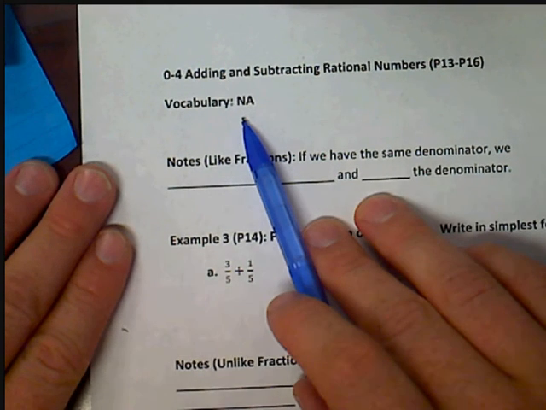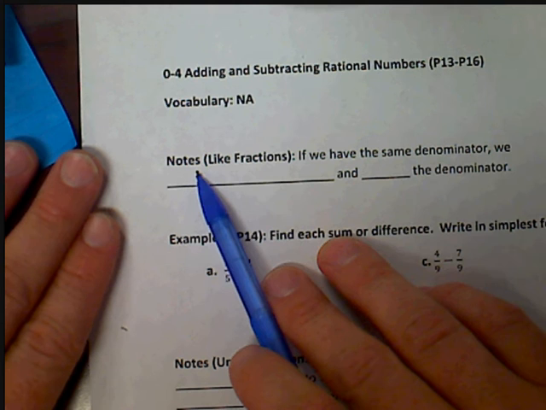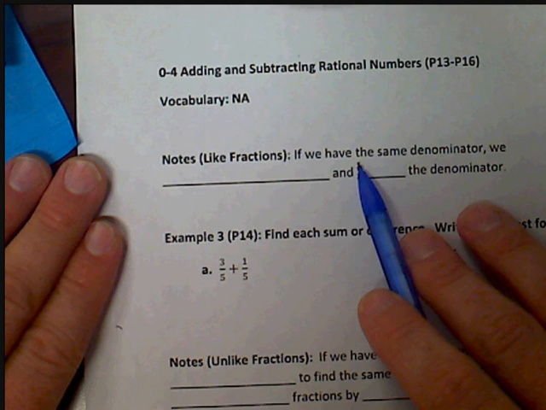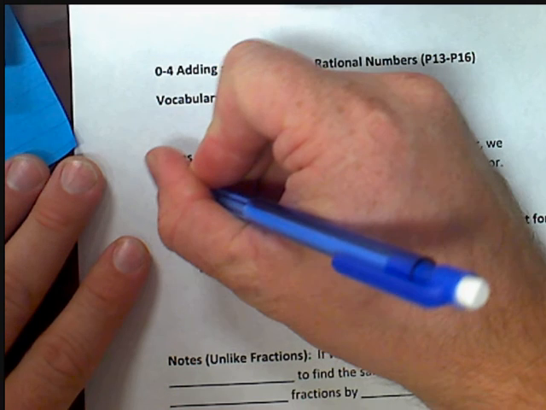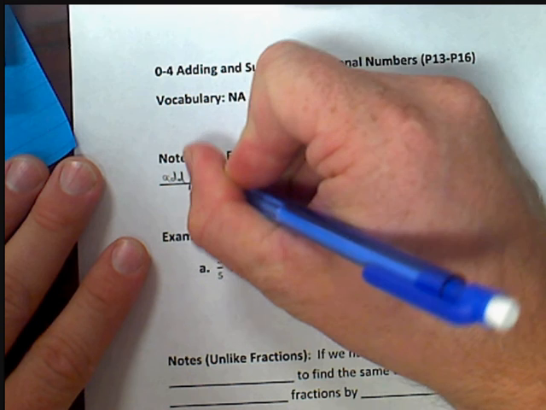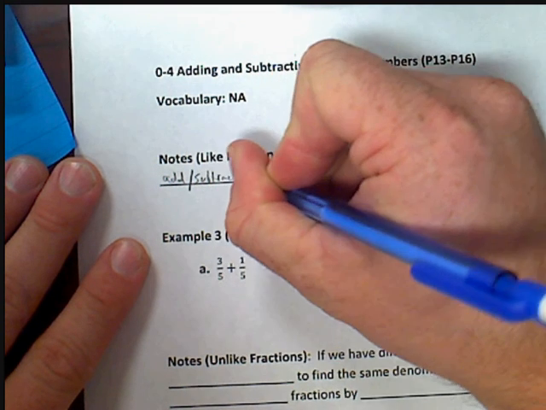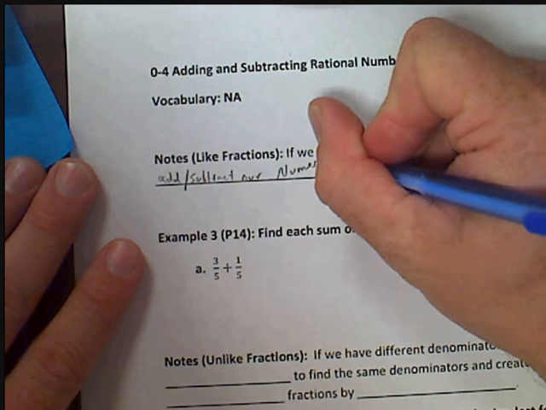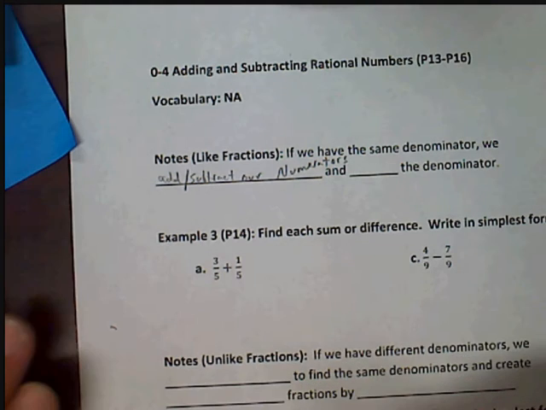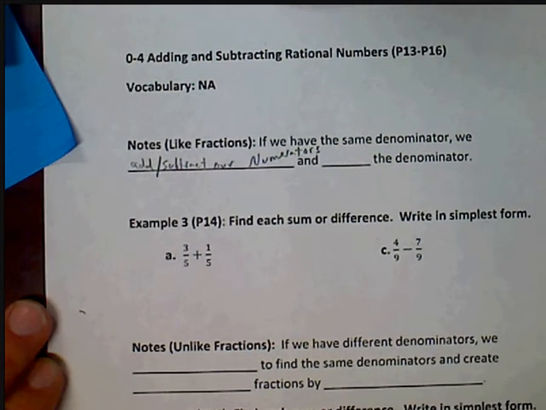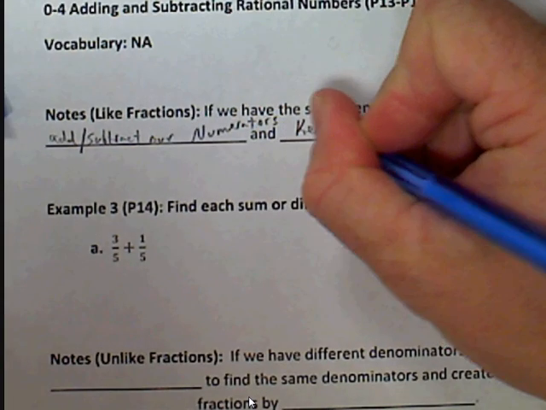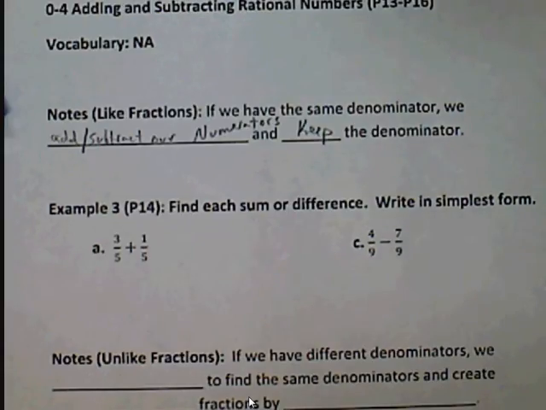There is no vocabulary which I need to cover, but what I do need to cover is like fractions. If we have the same denominator, we add or subtract our numerators, okay? Our numerators are actually the top number, so we're going to go ahead and add and subtract our top number, and we always keep the denominator. We never add or subtract the denominator.